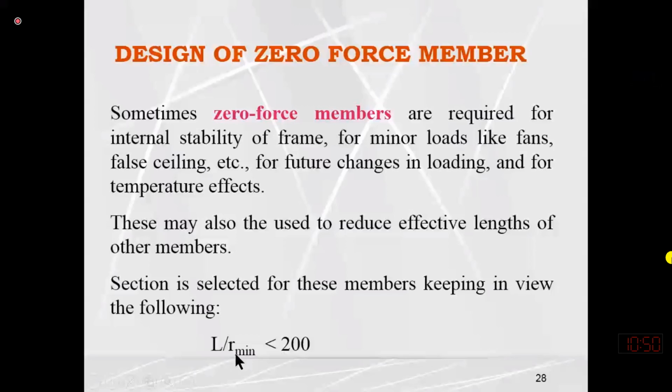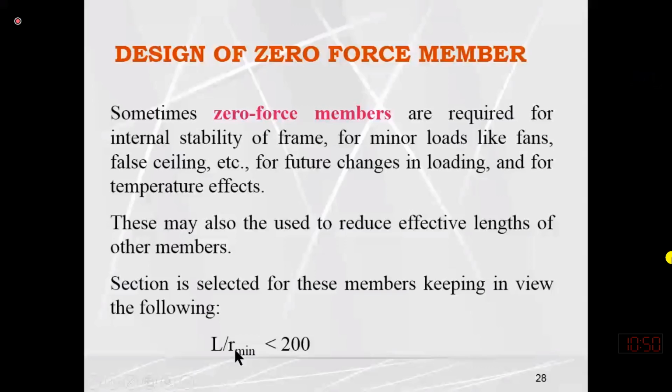So we know the length of the member. So L over 200 will be equal to the minimum R required. Okay, I'm not able to edit it. If I know the length and I know 200, I can determine the minimum R required. Then I will try to select a lighter section which has an R value more than this minimum value.